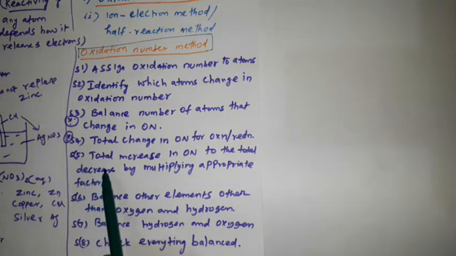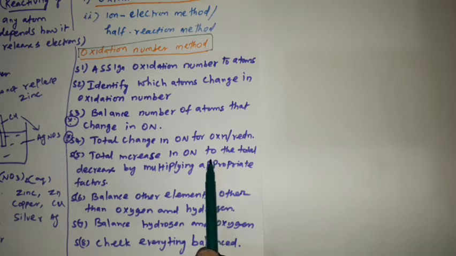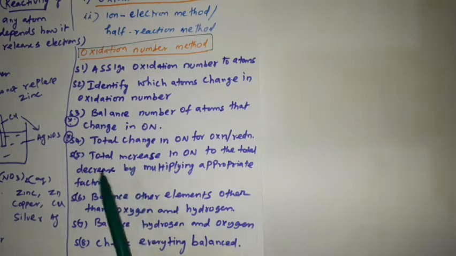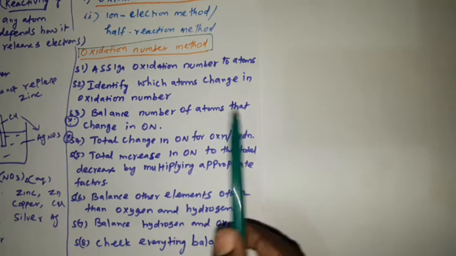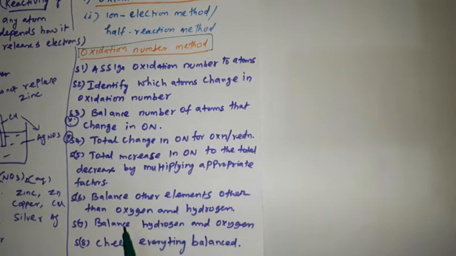Then fifth step, equate the total increase in oxidation number to the total decrease by multiplying by appropriate factors. So you have to multiply to balance the numbers. This also I will explain. Step 6, balance other elements other than oxygen and hydrogen. Here you have already balanced the atoms that change in oxidation number. After that you have to balance the atoms other than oxygen and hydrogen. Then step 7, you have to balance hydrogen and oxygen. Then step 8, check that everything is balanced. So we will see one example.